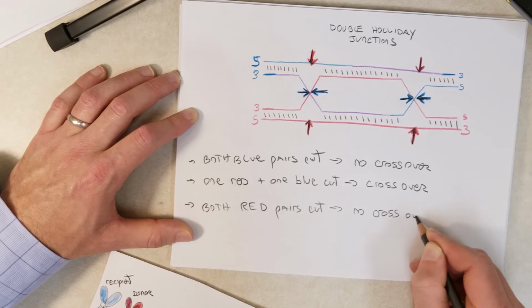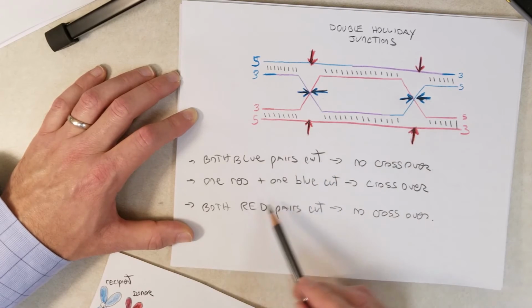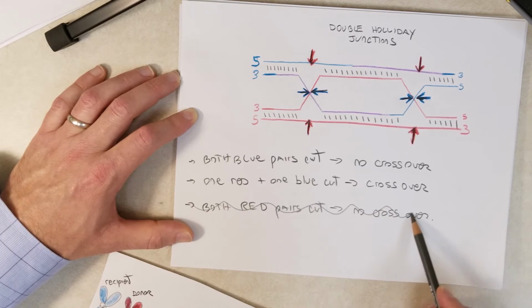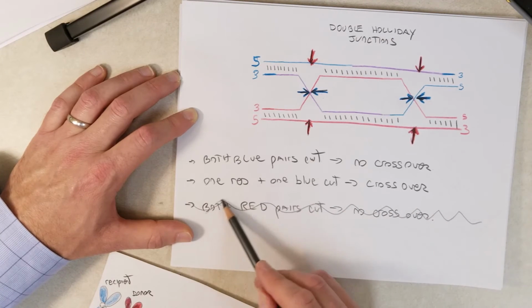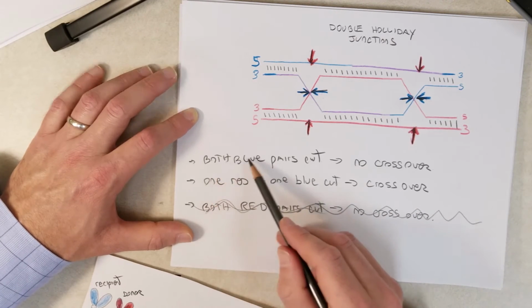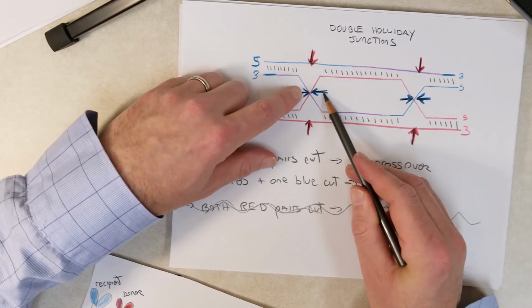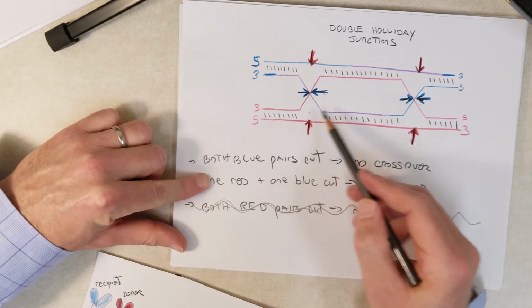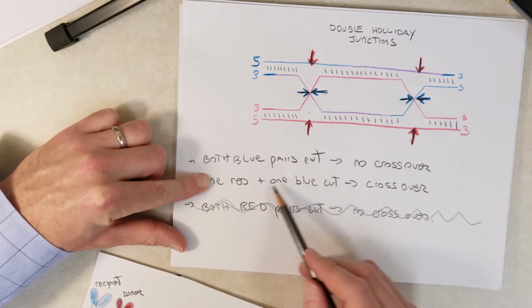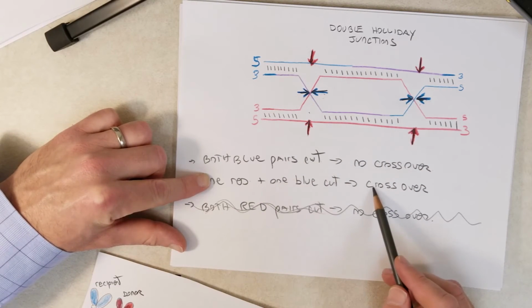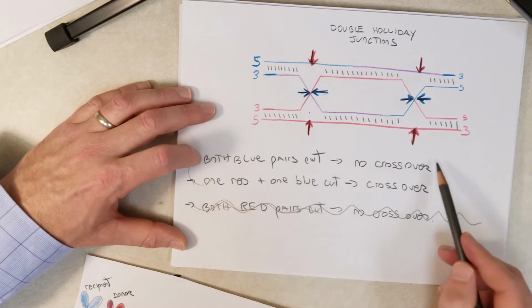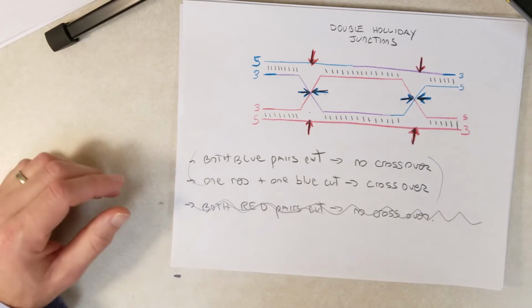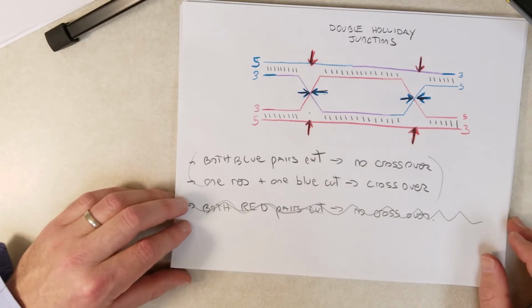But that's a little advanced and it's a little difficult to see this one, so I'm going to leave this one out. You'll notice that in the notes I suggest just ignoring this one. If you can see why when we cut both blue pairs we get no crossover, and when we cut one red and one blue we get a crossover, if you can see those two scenarios and understand that, then that's really great. Then we can move on to other mechanisms.